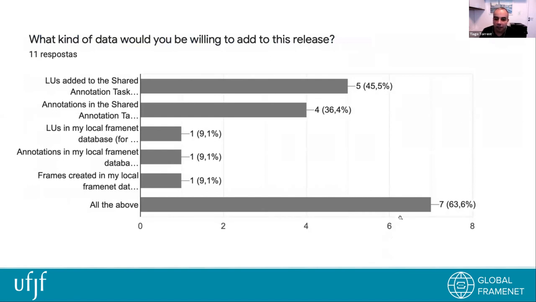So among the 9 respondents, 7 of them said they would be willing to contribute the LUs that they added to the Global FrameNet shared annotation task, the annotations that they added to the shared annotation task, the LUs in their local FrameNet database, the annotations in their local FrameNet database, or the frames they created in their local FrameNet database, right? And some others are more restricted in terms of the kinds of data they want to contribute, usually due to annotation restrictions, because usually for those cases, people do their annotation on proprietary corpora and they cannot share them. But this is actually very good news. So we are now in the process of putting together the Global FrameNet data release that will be accompanying the Lutma tool, okay?